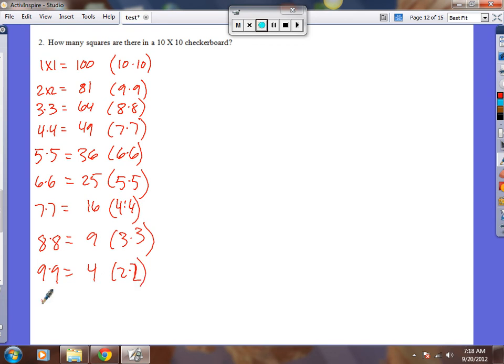And if I look at one big square that measures 10 by 10, it's going to be just one of them, and I get that from doing 1 times 1. So if I add all of those up, 100, 81, 64, 49, 36, it's going to leave you with 385 squares.